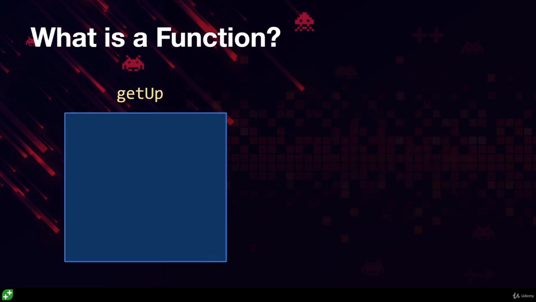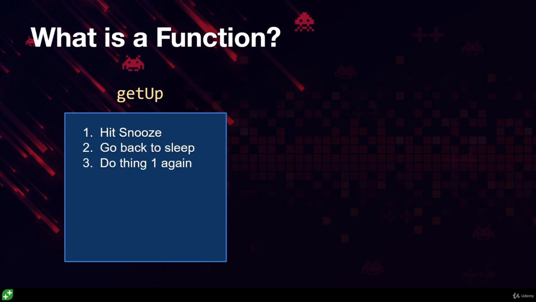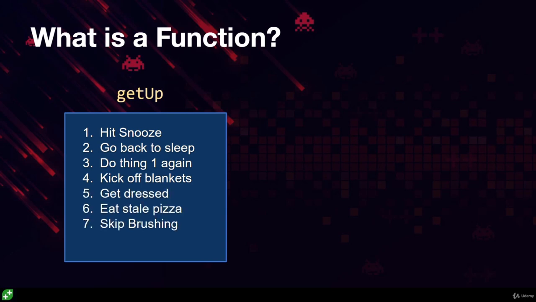Let's represent this as a function called getUp. Now, in order to perform this function, you're first going to hit snooze on your alarm clock, and then you're going to go back to sleep. Then you're going to repeat this process until you finally decide to kick off your blankets and get dressed. Then you'll eat some stale pizza, skip brushing your teeth, and then check your social media for about 45 minutes. Okay, maybe your getUp function is a little different than mine.